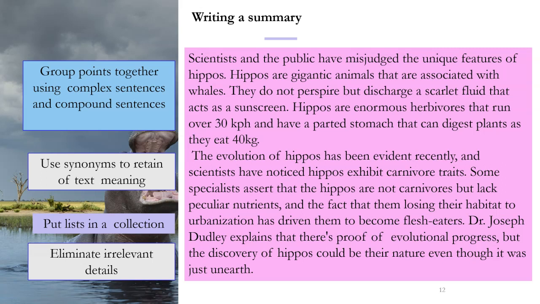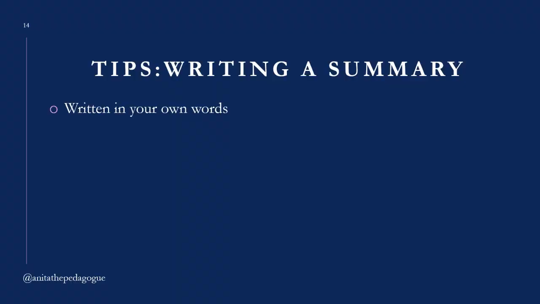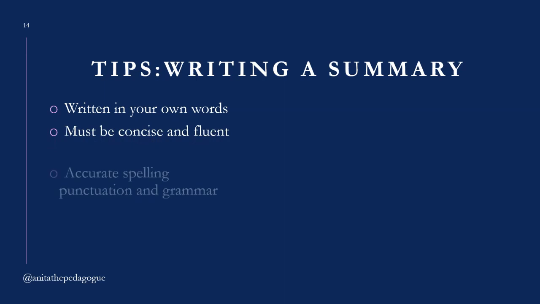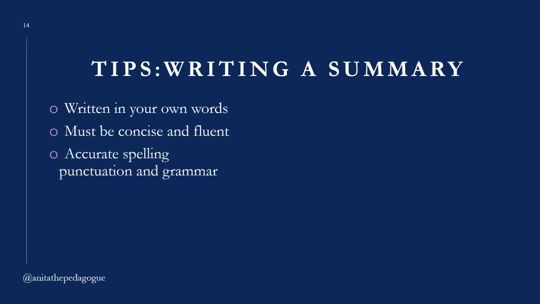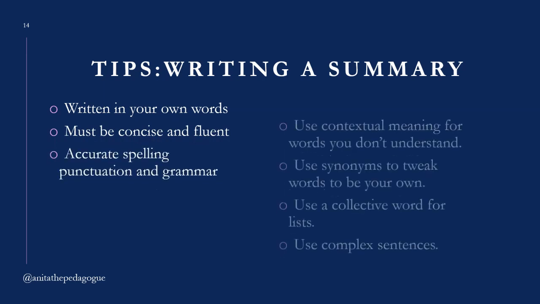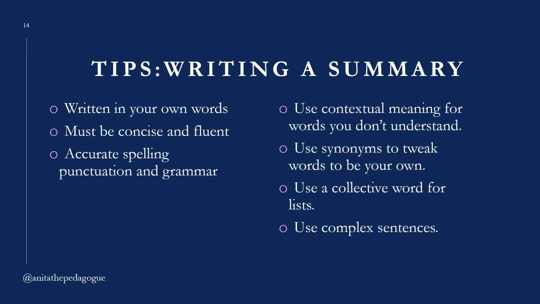Let's go on now and look at some tips that we need to be able to write our summaries. So one, your summary should be written in your own words. It must be concise and fluent. Use accurate spelling, punctuation, and grammar. Use contextual meaning for words you don't understand. Use synonyms to tweak words to be your own. Use a collective word for lists and use complex sentences.